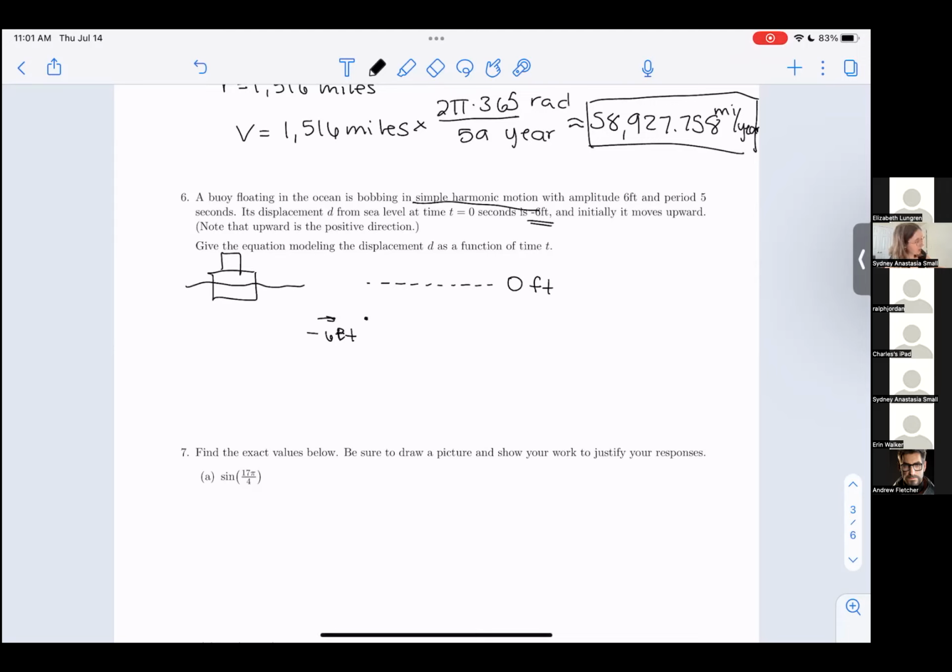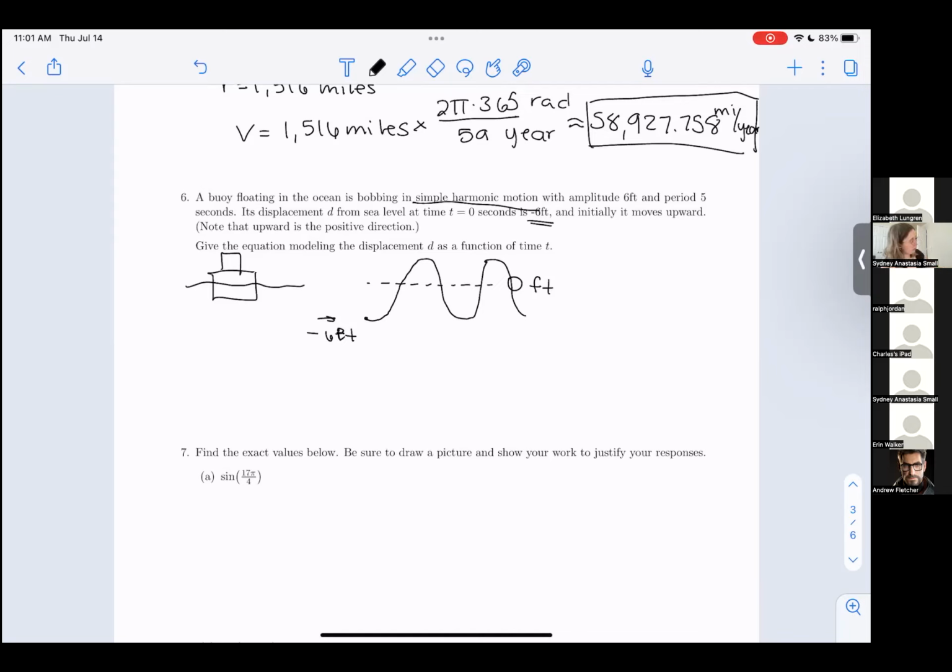And then we know we're bobbing up and down with an amplitude of 6 feet. So because we're starting at -6 feet, we know that that is the bottom peak of our amplitude. So we know we're not going to go any lower. The only thing we can do is go up, then back down, and then back up, etc., just forever like that. Okay. So first, we want to model the displacement, and that is what this wave is.